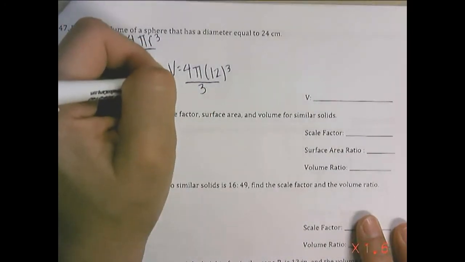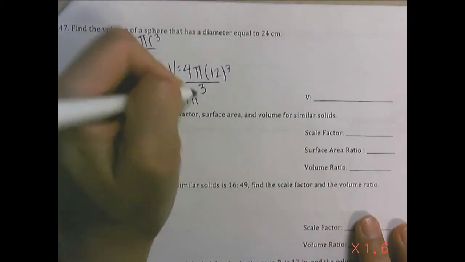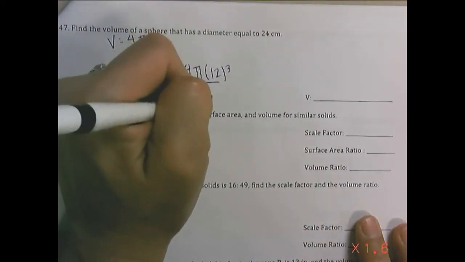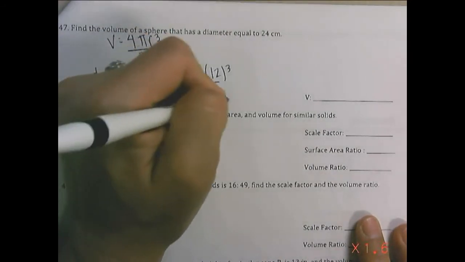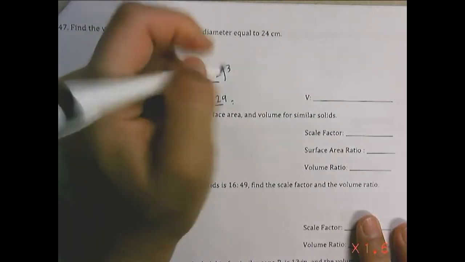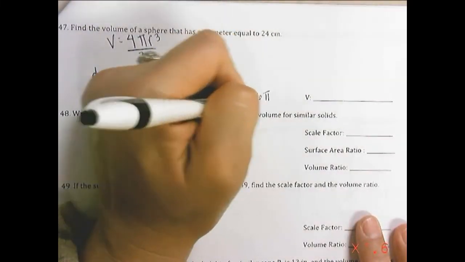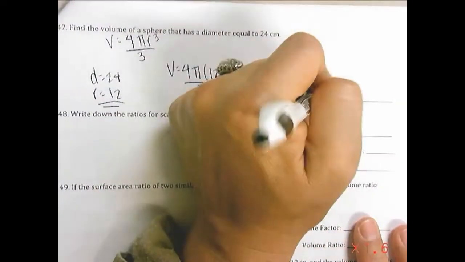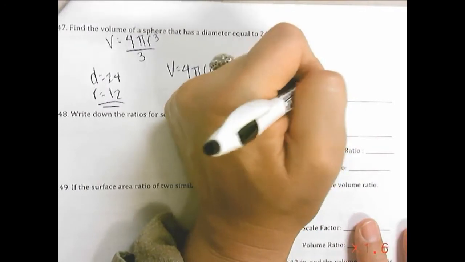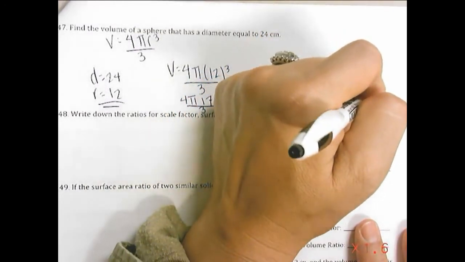Well, I'm going to run out of room. So 4 pi 12 cubed is going to be 1729 all over 3. Well, that's going to equal 6,916 pi over 3. I'll divide by 3 and I'll get 2,304 pi centimeters cubed.